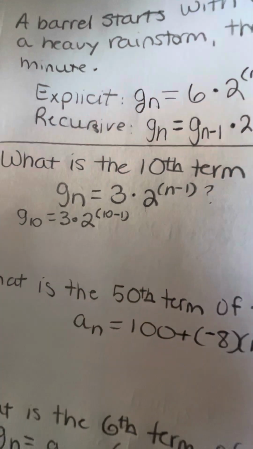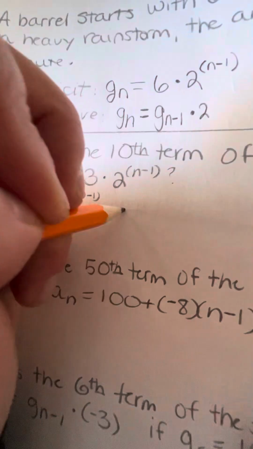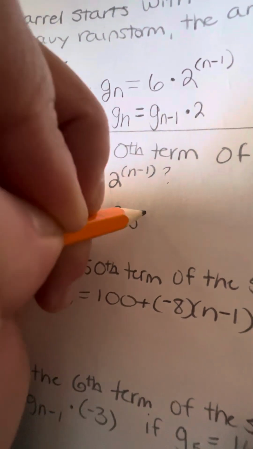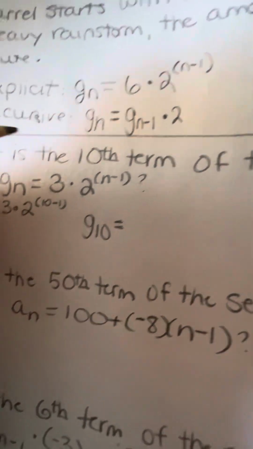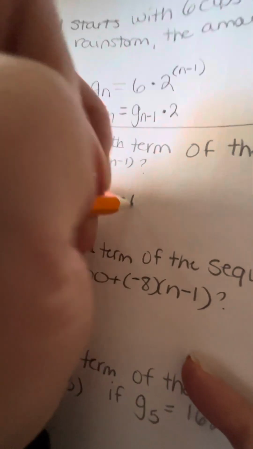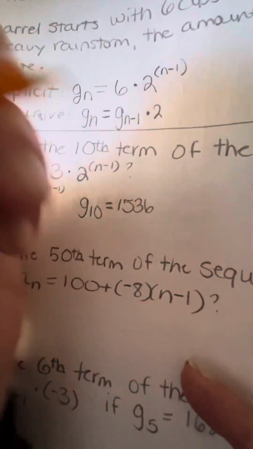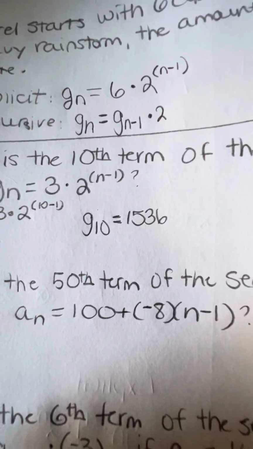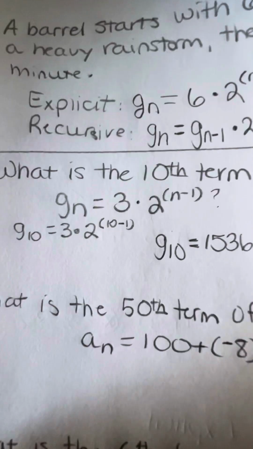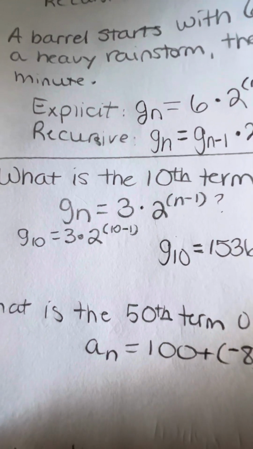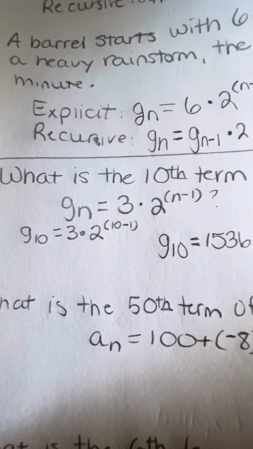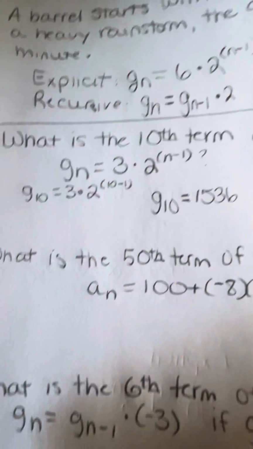And when I do that out, I get G sub 10, my 10th term in the sequence, is 1,536. So that's how we go ahead and do that. Just use a quick calculation, 2 to the 9th power times 3, and then you'll get your answer, 1536. Now let's take another one.